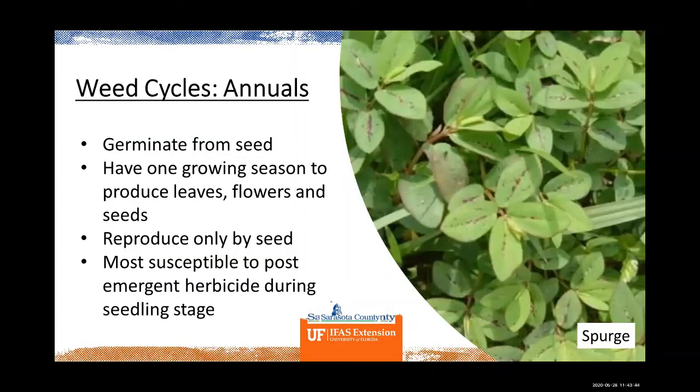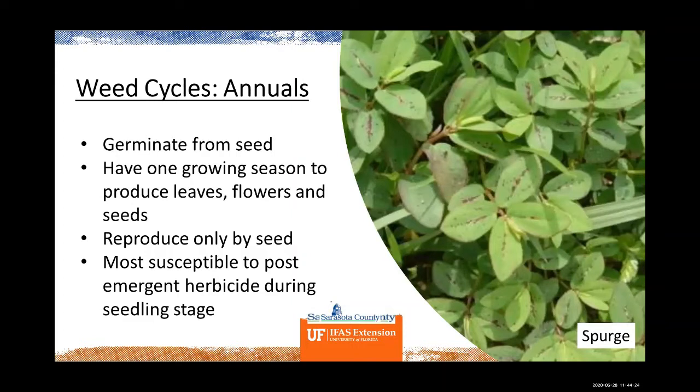So your annual weeds, once they germinate from seed, will produce vegetative growth, which means they'll put out leaves and shoots. Then they'll start their reproductive growth stage, and that means they'll start producing seeds. Once the mother plant produces seeds, that mother plant dies. And so the next generation will depend on the seeds that were sown by that mother plant. An annual will complete its life cycle in 1 year.